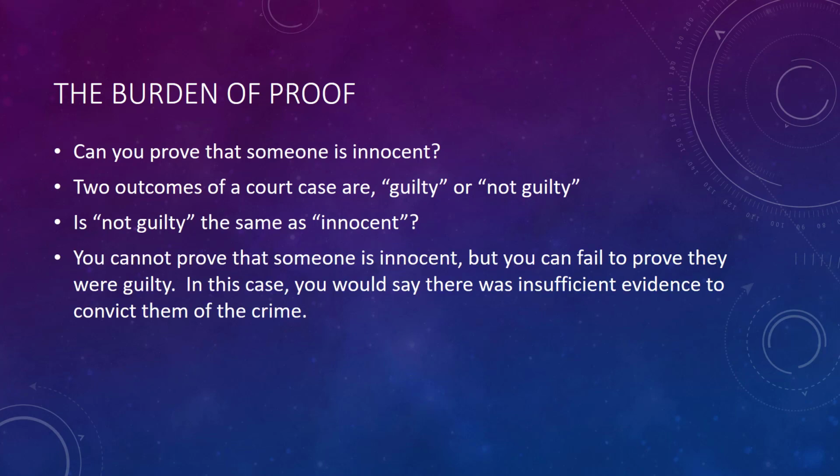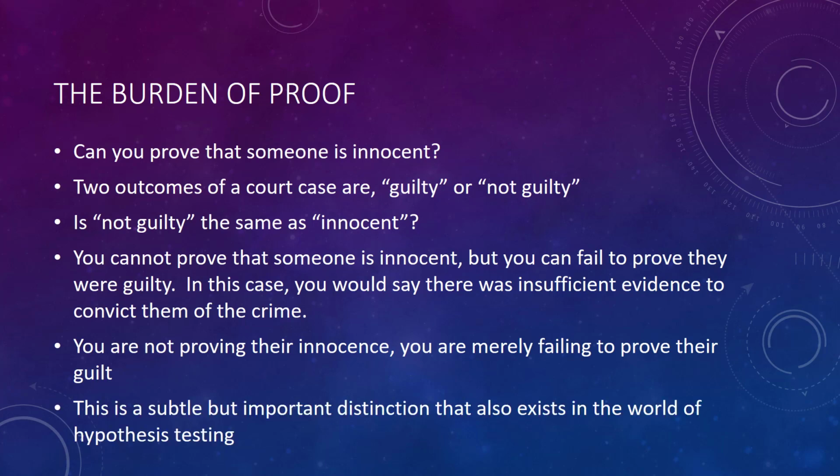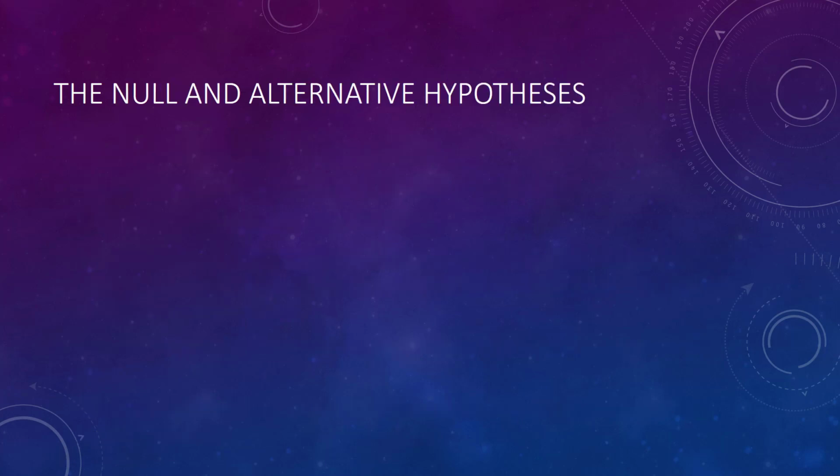You cannot prove that someone is innocent, but you can fail to prove they were guilty. In this case, you would say that there was insufficient evidence to convict them of the crime. You are not proving their innocence, you are merely failing to prove their guilt. This is a subtle but important distinction that also exists in the world of hypothesis testing.